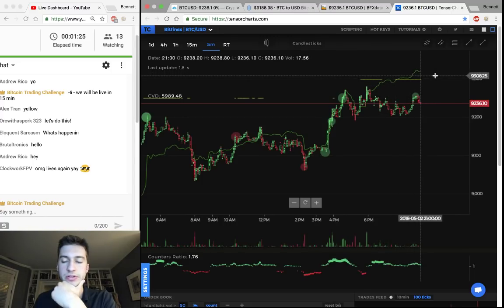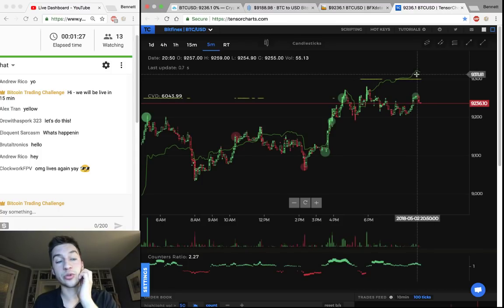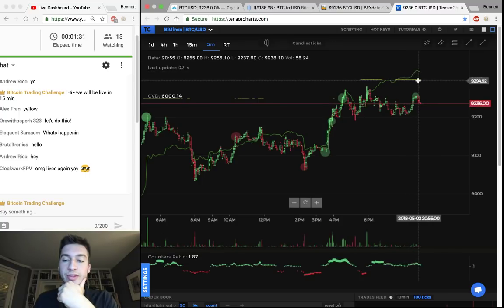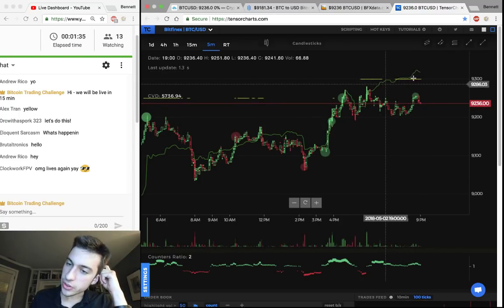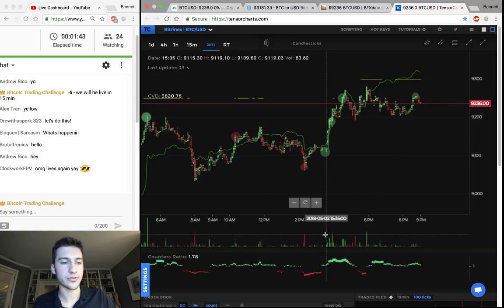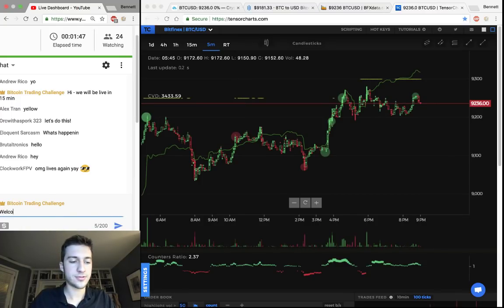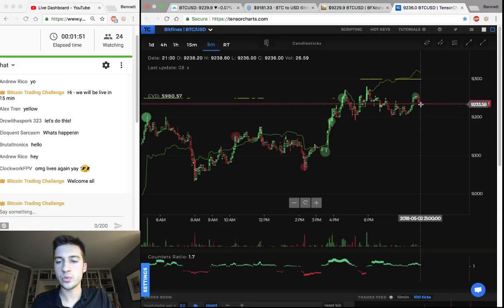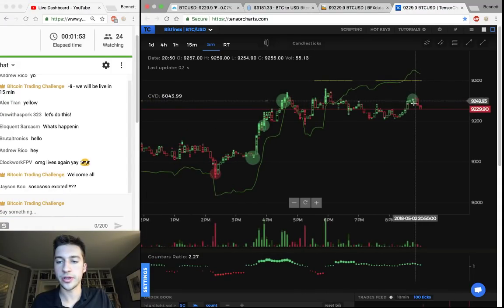So you can see here, this is the CVD, which was actually a tool that was added today by tensorcharts.com, which is super cool. I really need to talk about this more. It's this green line right here. I would say that this is probably my second favorite order flow indicator next to counters ratio, of course. Also, we saw a large market buy order here, as you can see.